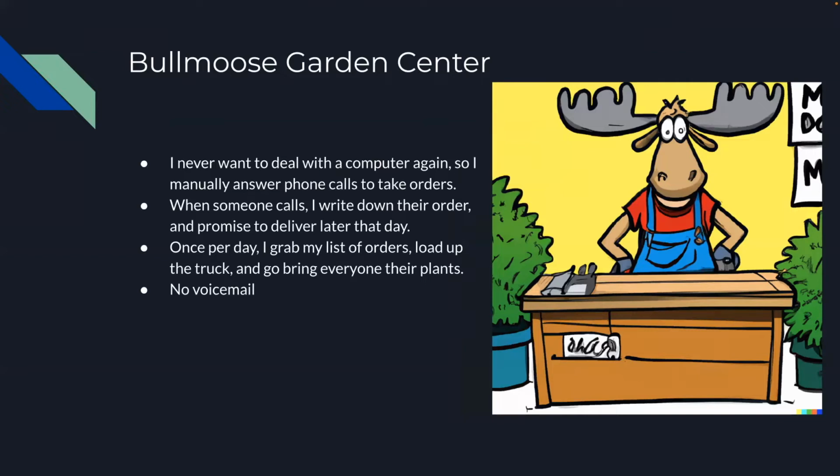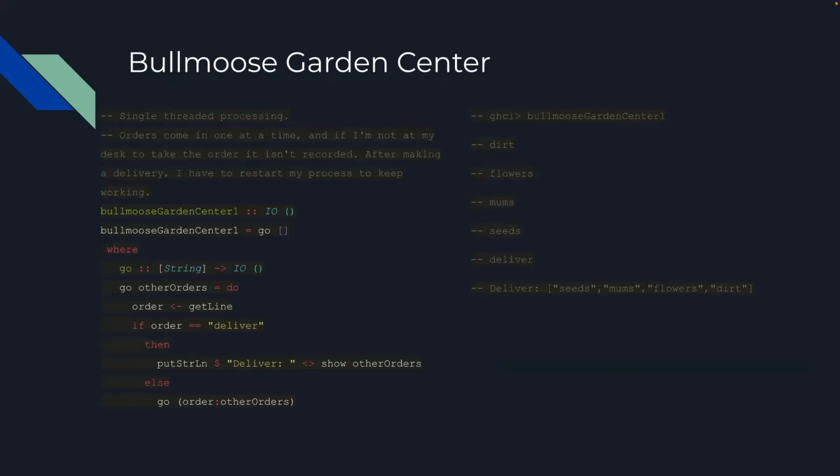I don't have voicemail. It's a very, very simple, single-threaded process. And because it's so simple, you can write Haskell code that represents this exact thing. It's just a recursive function. There's no STM here. All it is is a command line just waiting for me to type in an order.